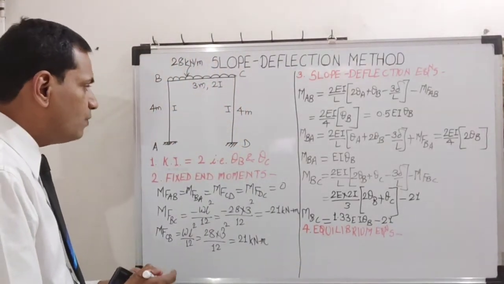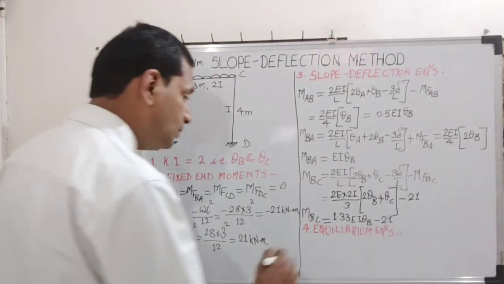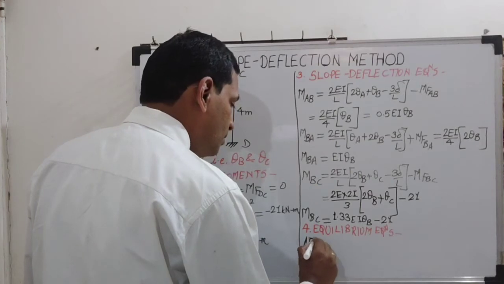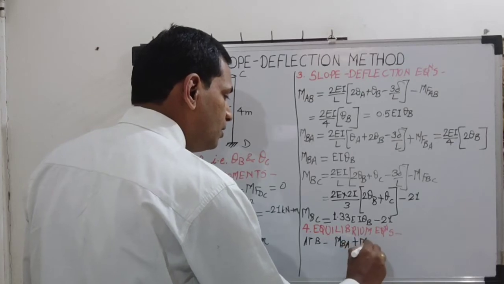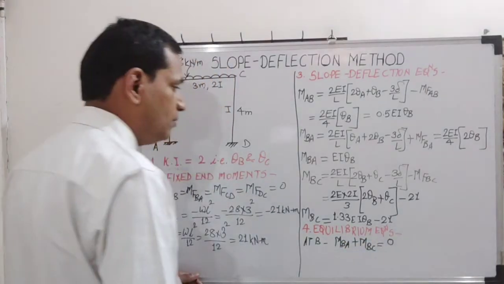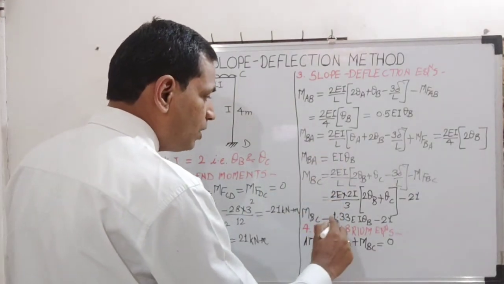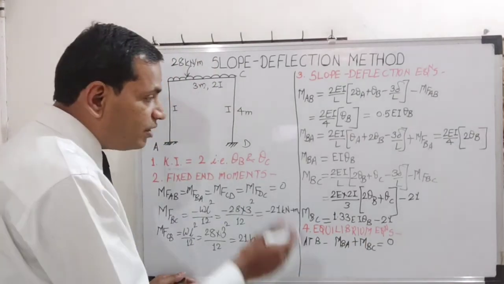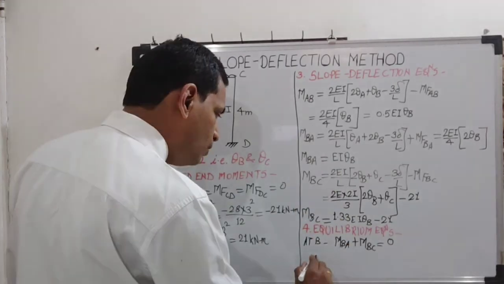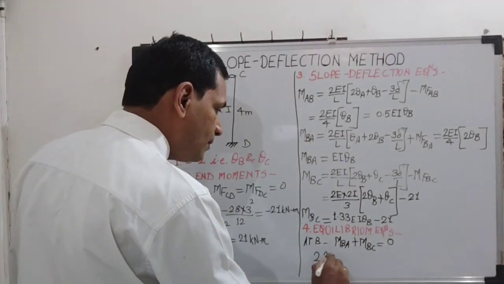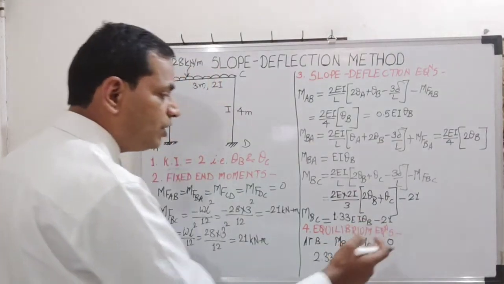The equilibrium equation we are going to see is on joint B, because our unknown is theta B. So at B, what will be our condition? MBA plus MBC is equal to 0. Now what is the MBA equation? EI theta B. MBC is 1.33 EI theta B. So add these two. This is 1 and this is 1.33, so the total is 2.33 EI theta B minus 21 is equal to 0.